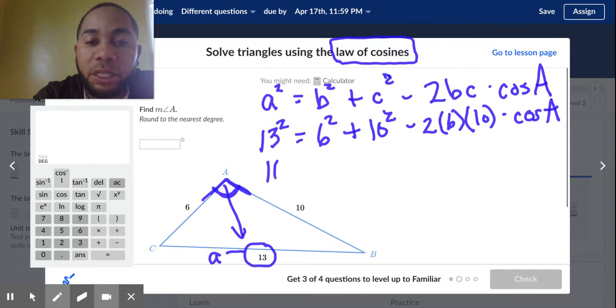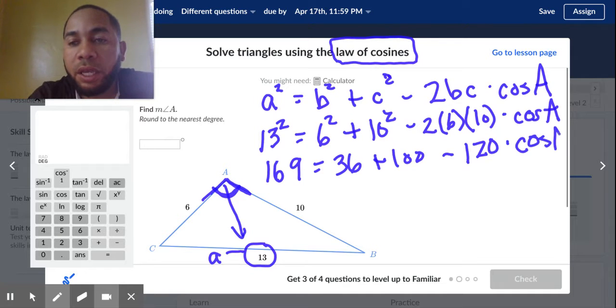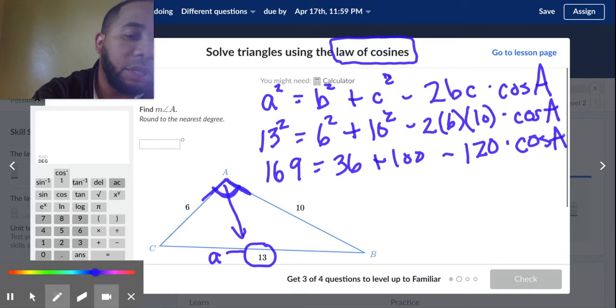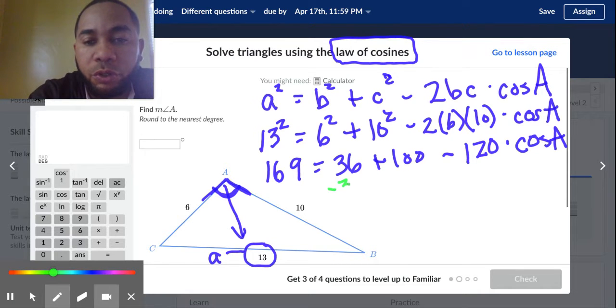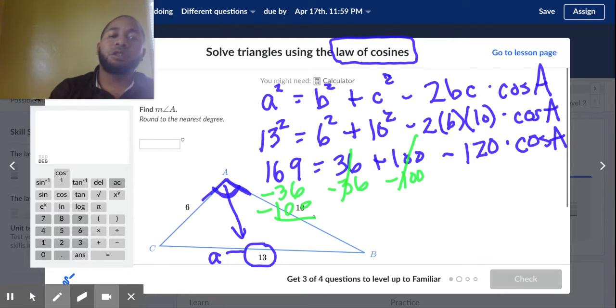We got 169 equals 36 plus 100 minus, well, 2 times 6 is 12 times 10 is 120 times cosine A. Now we got that. Now we want to subtract, okay, inverse operations. I'm going to put in another color just so you can really see what I'm doing. Minus 36, minus 36, minus 100, minus 100. That's going to cancel. That's going to cancel. So you can see I just moved them all at once.